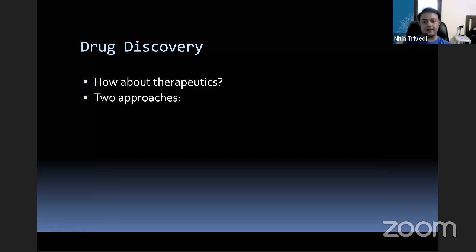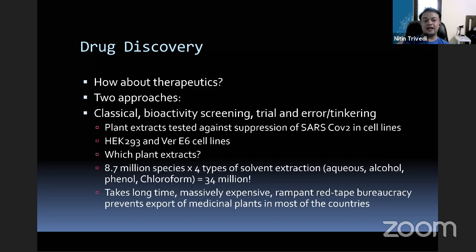First is a classical approach, which is bioactivity screening, trial and error tinkering. So basically, as you know, the modern medicine, almost 90% are coming from the plants, plant extracts. I'm not saying about Ayurveda, I'm saying about the modern medicine. Some people criticize it as allopathy. Allopathy is a derogatory term. Please never use allopathy. I told this multiple times in my YouTube videos. Instead of that, always say modern medicine.